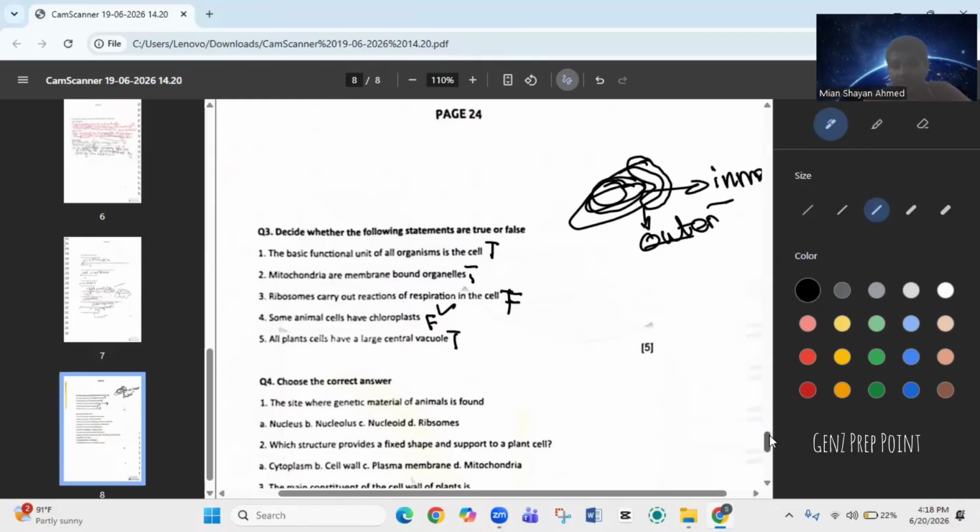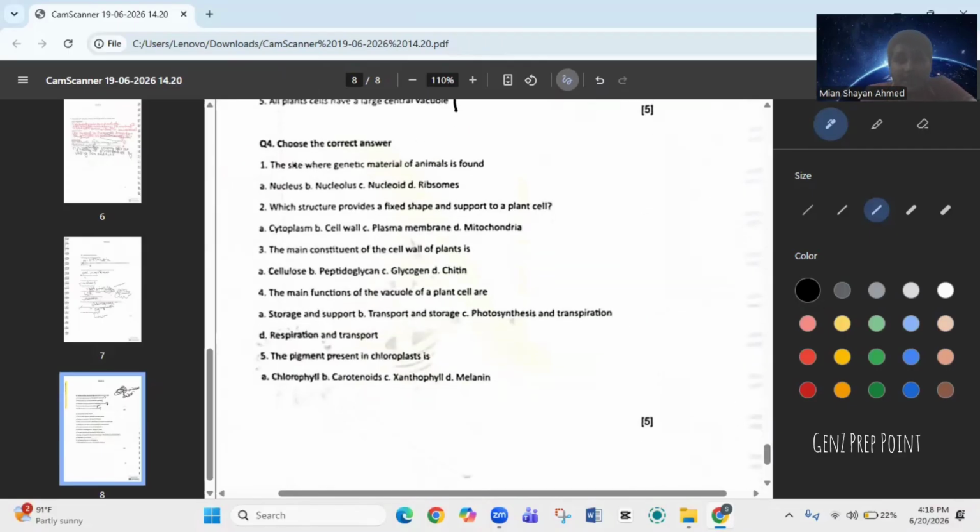So if we move on later, choose the correct answer. The site where genetic material of animals is found is the nucleus. All genetic material, all chromatids, all DNA, all alleles, all genes are present in the nucleus. Which structure provides a fixed shape and support to a cell? If the cell sap provides the turgor pressure, who suffers the turgor pressure? Cell wall. Cell walls provide shape to the leaf, to the stem, to the roots. So the cell wall provides fixed shape and support to the plant cell.